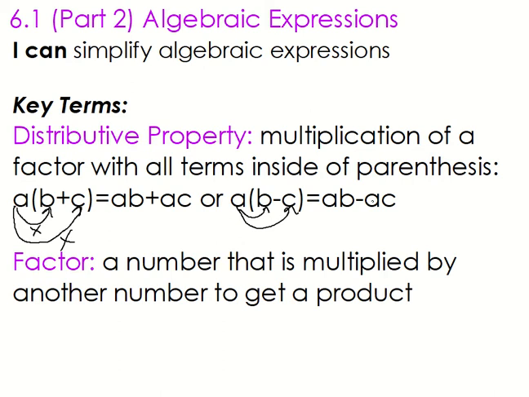And then a factor is a number that is multiplied by another number to get a product, right? So like the factors of 8 would be 2 and 4 and 1 and 8, right? Because 2 and 4 multiply to get 8, and 1 times 8 gets us 8. Okay, so a number that multiplies to get another number or a product.